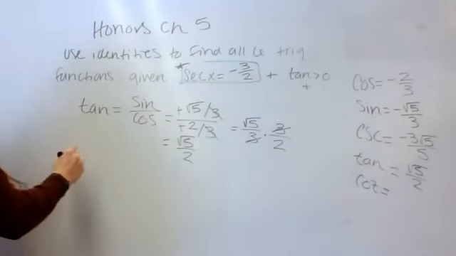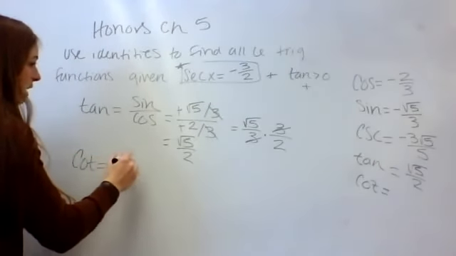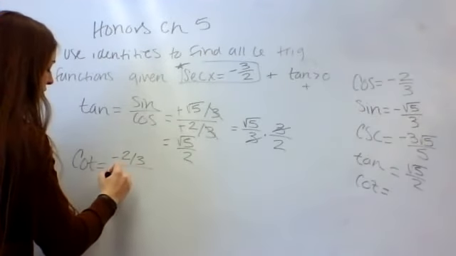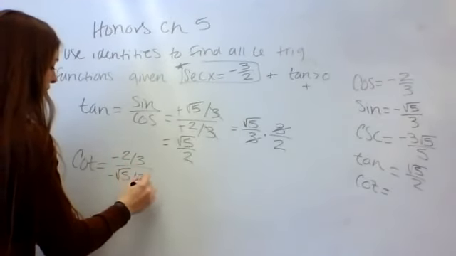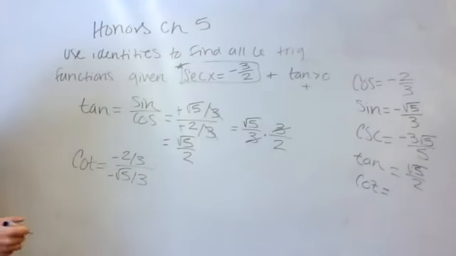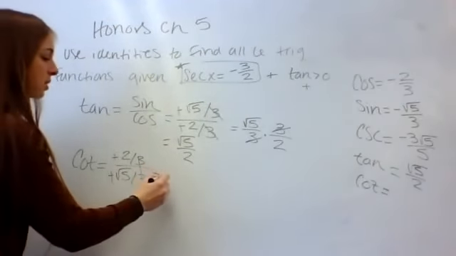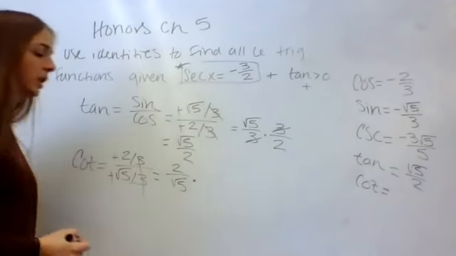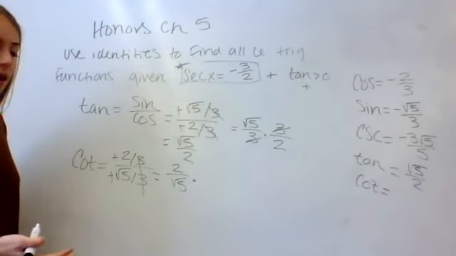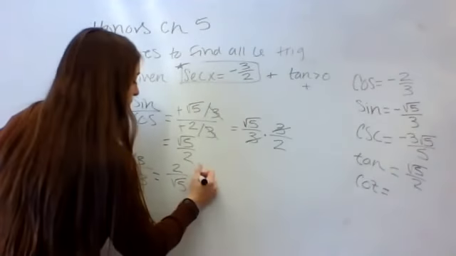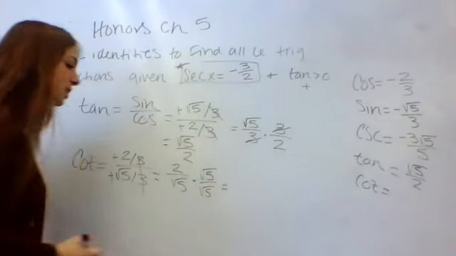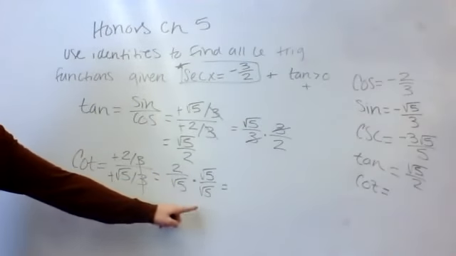Last but not least, cotangent equals now negative 2/3 over negative √5/3. Same thing is going to happen here. Negatives cancel out to be positive, denominators cancel out, giving me 2/√5. Only again, I have to rationalize my denominator because I'm not going to leave this square root in my denominator. Multiplied by the denominator over the denominator gives me √5/√5.